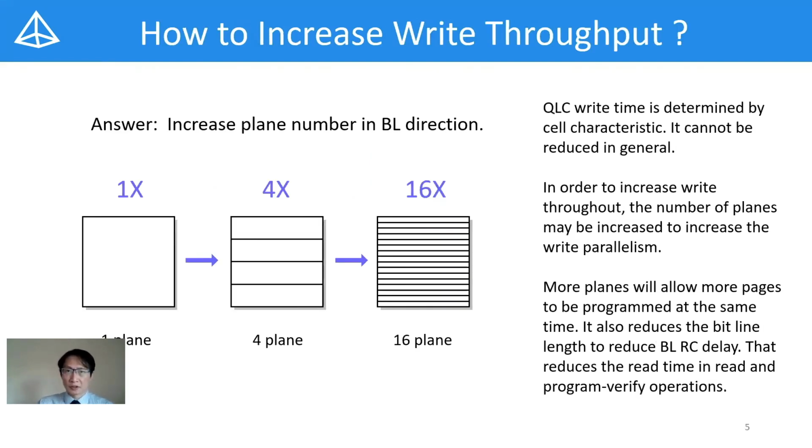So how to increase QLC write speed? The simple answer is to increase the number of planes. More planes will allow more pages to perform read and write operations at the same time. This increases the write throughput. It also reduces the bit line length as well as the capacitance. This reduces the bit line delay in read and program verify operations. Please notice, the planes we are talking about here are the planes in bit line direction.